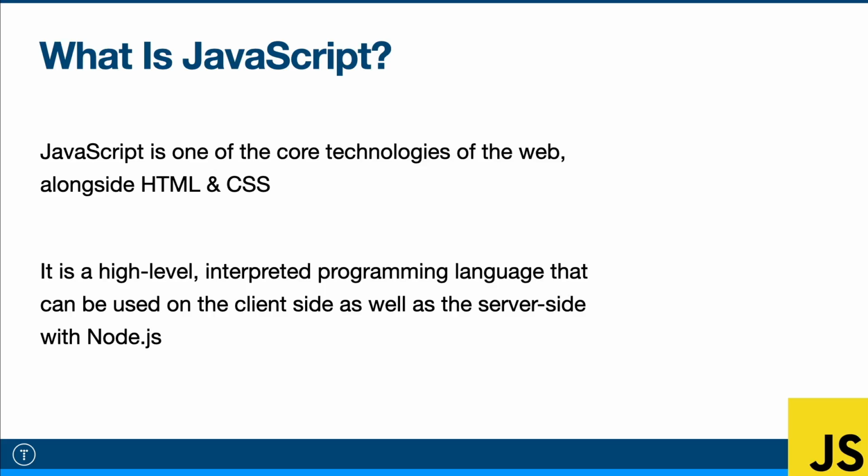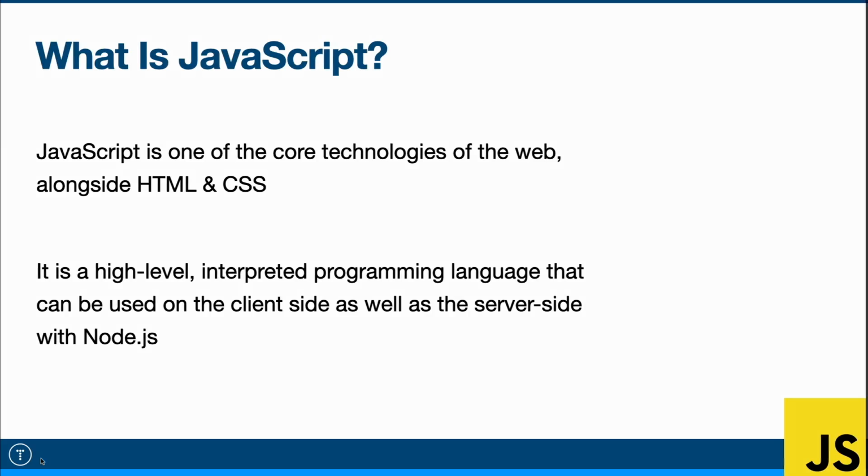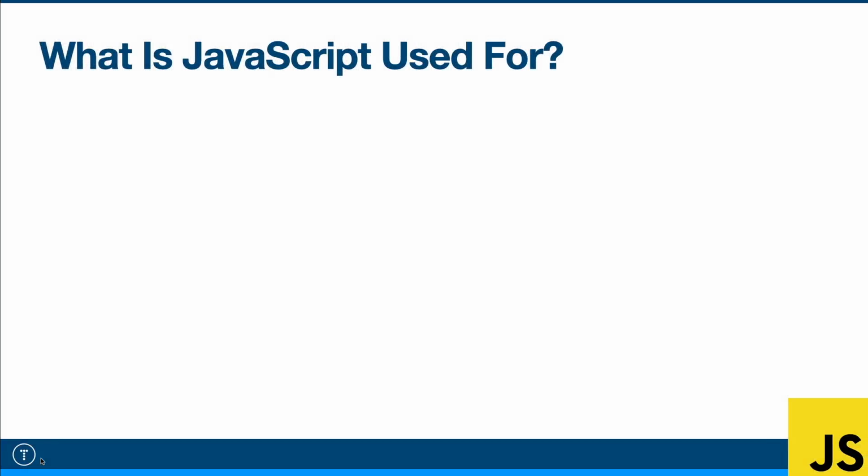And when I say interpreted, what I mean is that it's executed line by line rather than being compiled into machine code first. So the code is executed on the fly, making it a scripting language, hence the name JavaScript. So as far as what JavaScript is used for, I wouldn't be able to fit everything on this page. So I'm going to go over just the general things that JavaScript is used for.